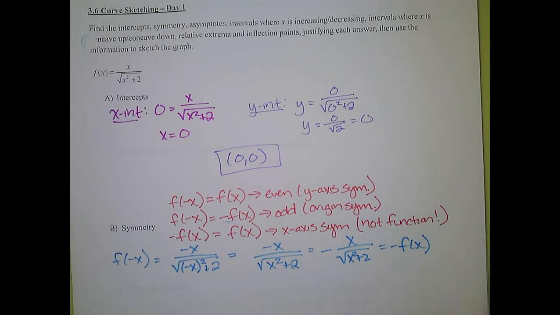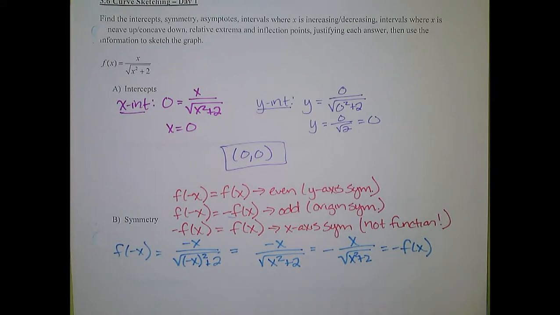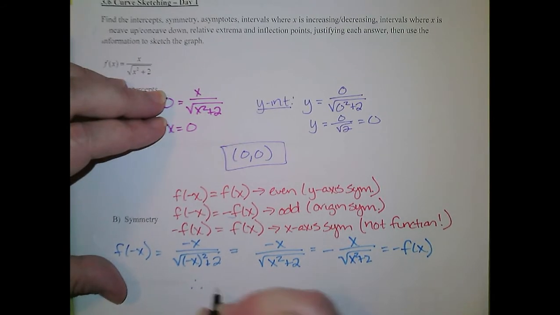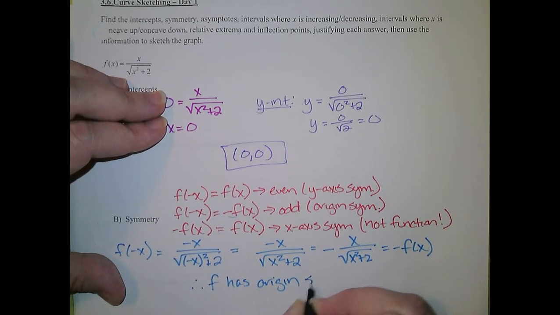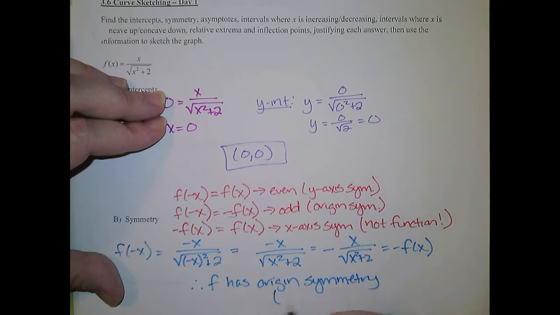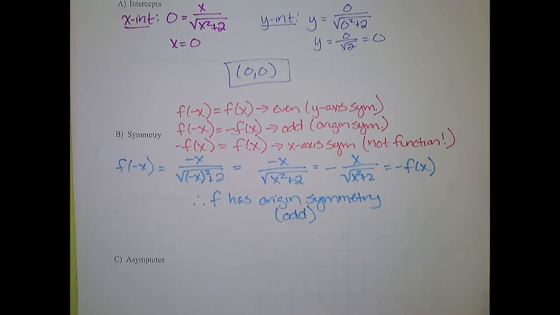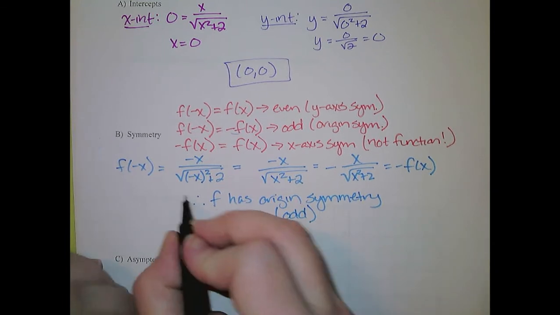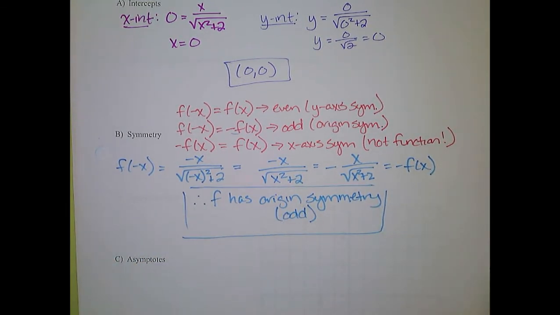So in other words, when I change the sign of my x, it changes the sign of my function value, which means that we have f has origin symmetry. In other words, we're dealing with an odd function here, something that's going to look more like x to the third, or a cubic function.